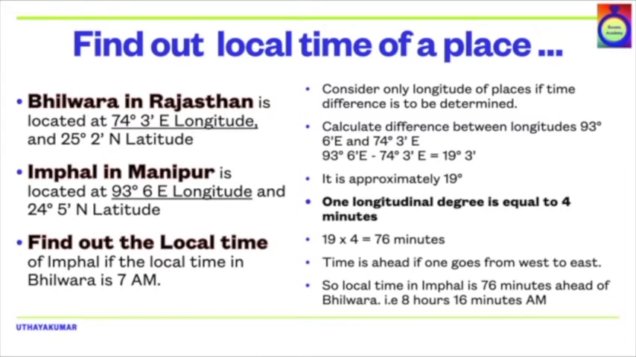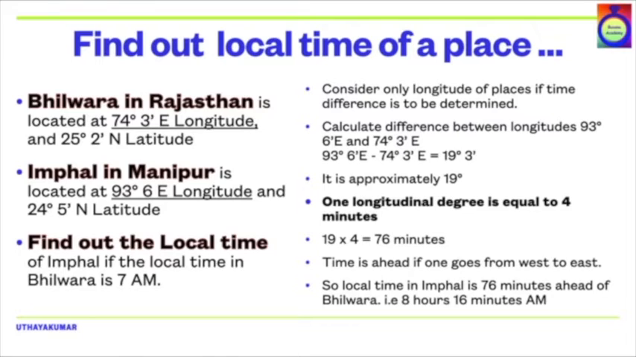Now find out the local time of Imphal if the local time in Bhilwara is 7 am. To calculate the time of two places, if one place's time is given, we have to consider only longitude. So now look at the longitude of Bhilwara, 74 degree. Look at the longitude of Imphal, that is 93 degree.